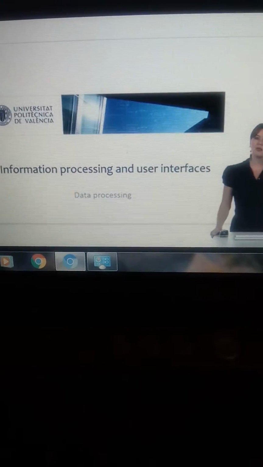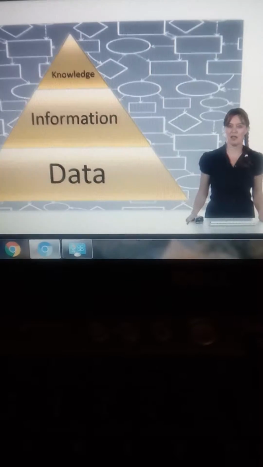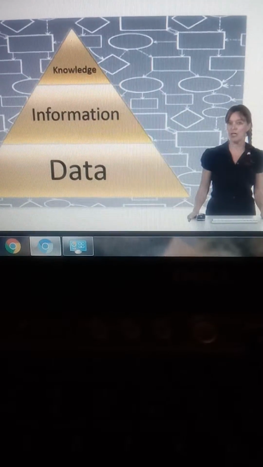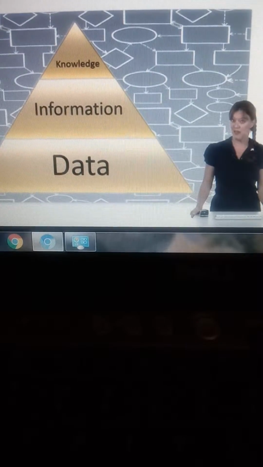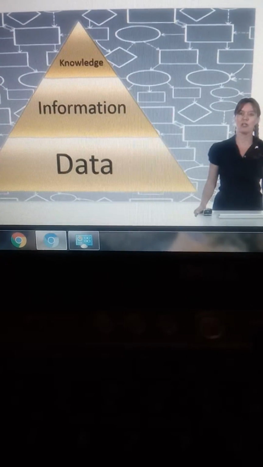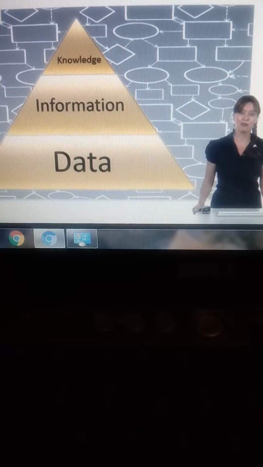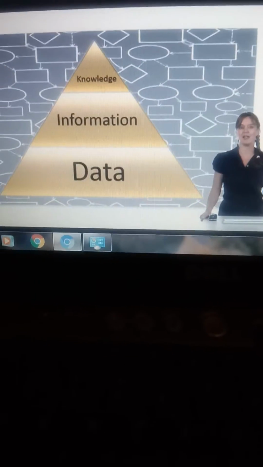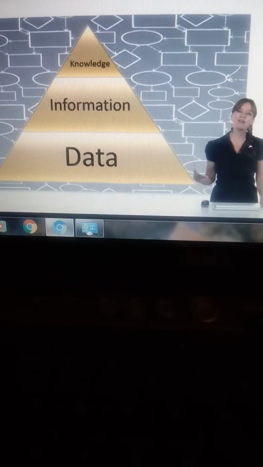And first of all, let's look at data processing. We've seen in previous classes that we have data, information, and knowledge. Data is raw and unprocessed facts like text, images, numbers, and so on. From this data, we can generate information by processing the data, and if we have the information, we can draw conclusions from that, and then we have knowledge. So let's look at different forms of processing data.